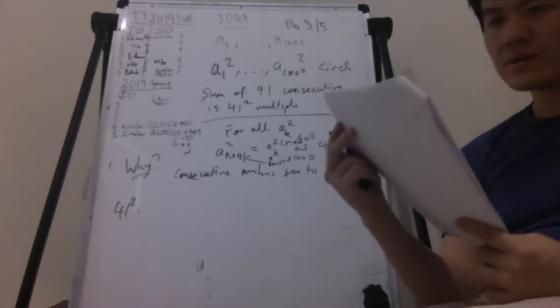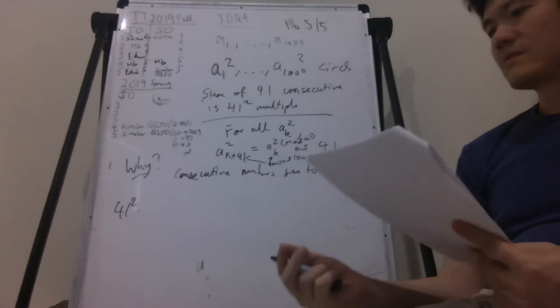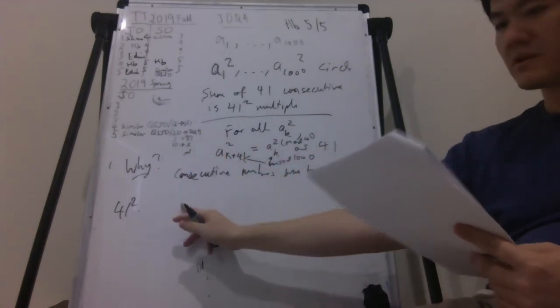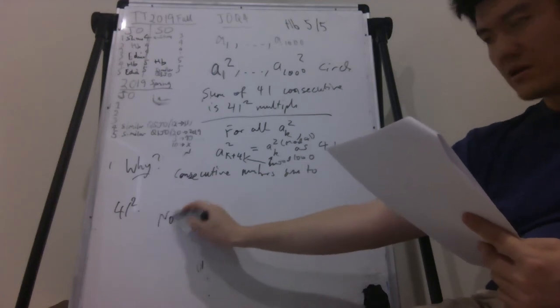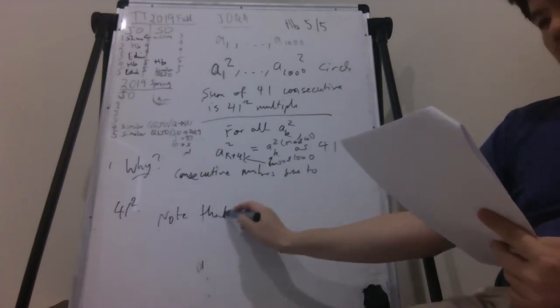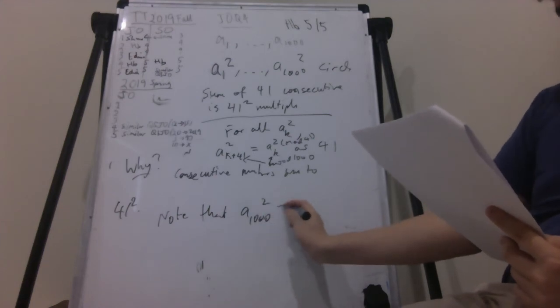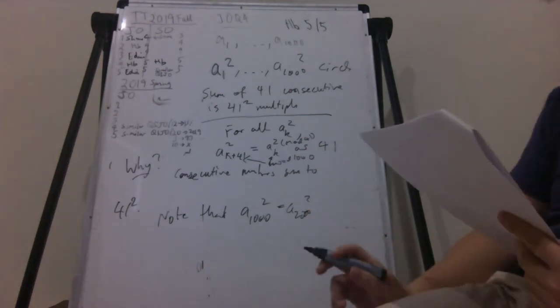Or maybe it is being explained. It just didn't get. Maybe that's why I got the y early, because you didn't say proof underneath or something. Maybe it is being explained now. So here it says, note that a1000 squared equals a2000 squared. What? What does that mean?